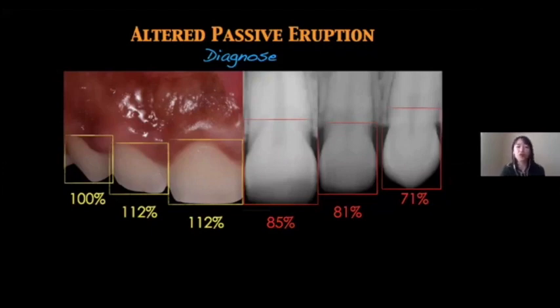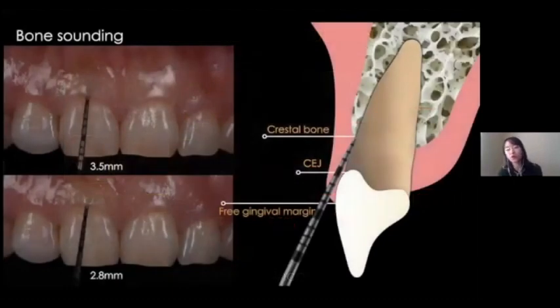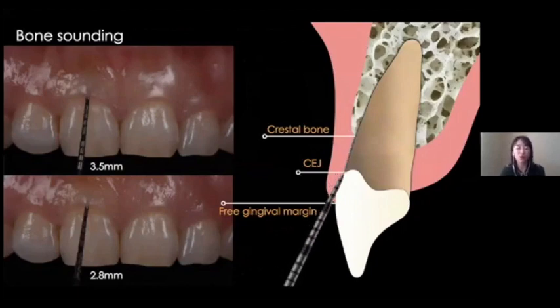But of course, even if it might be altered passive eruption, you still need to accurately diagnose and verify it with a quantitative method. The most often used quantitative method is bone sounding. As we all know, what is bone sounding? Basically, you give the patient local anesthesia, and the probe goes all the way down to locate where the crestal bone is. Then you pull the probe a little more coronally until you touch the CEJ. The distance between the crestal bone and the CEJ is what you determine with your probe.